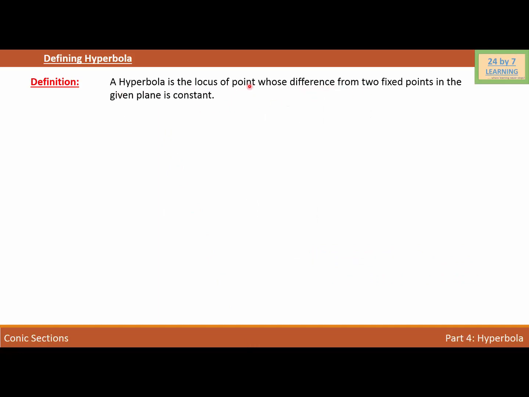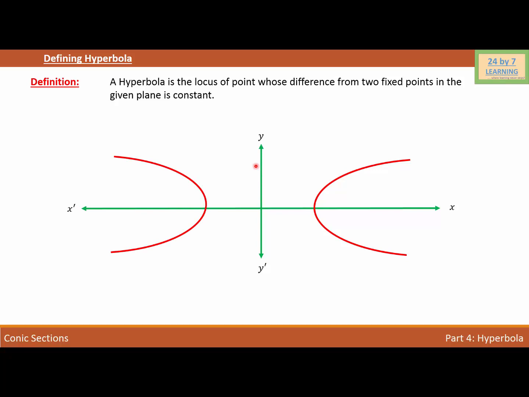In order to understand this, I'm going to first graph the hyperbola. So this is my x-axis and this is my y-axis. Now let's graph the hyperbola. If I do that, I will get a graph something like this.